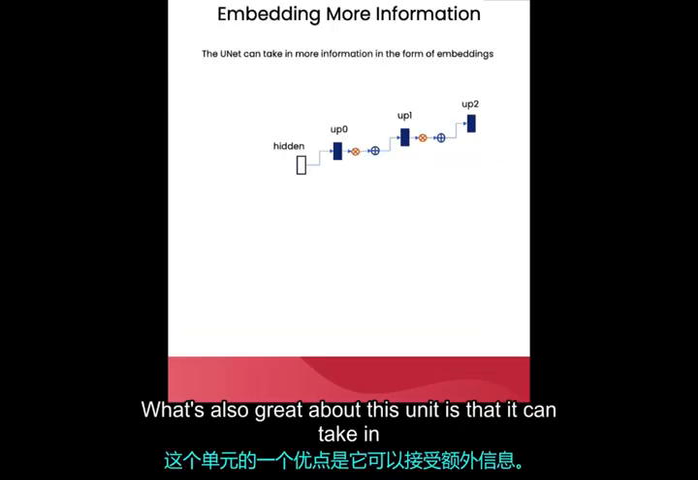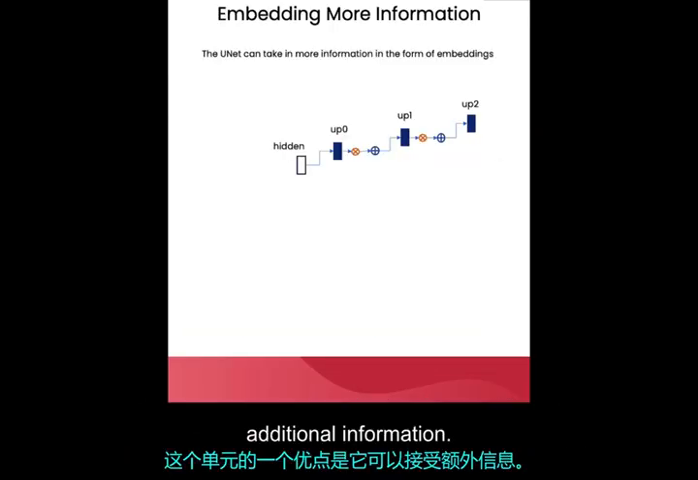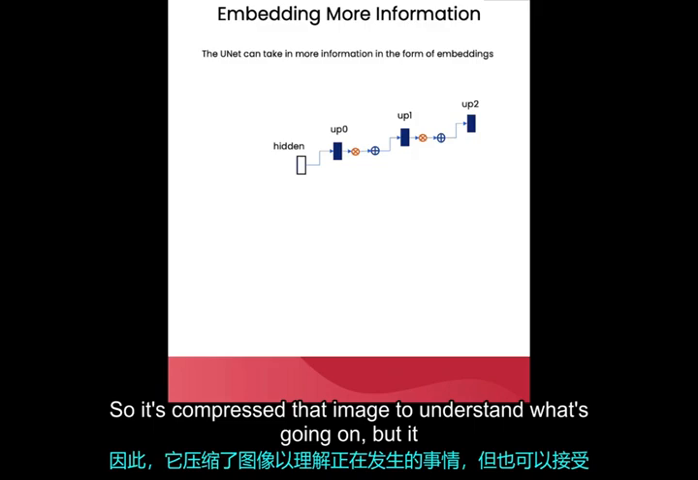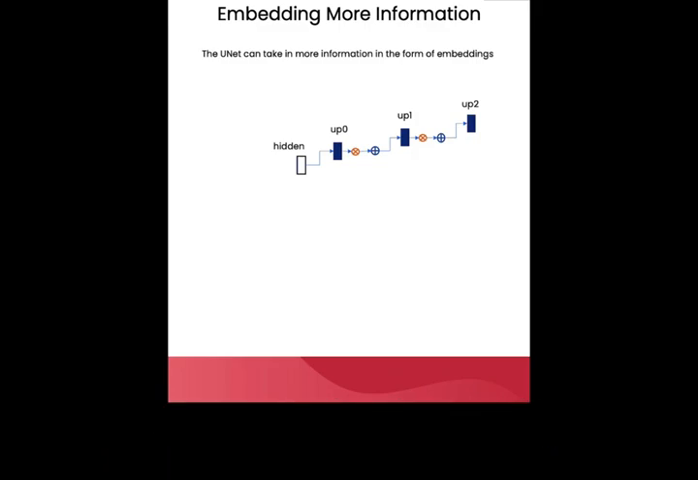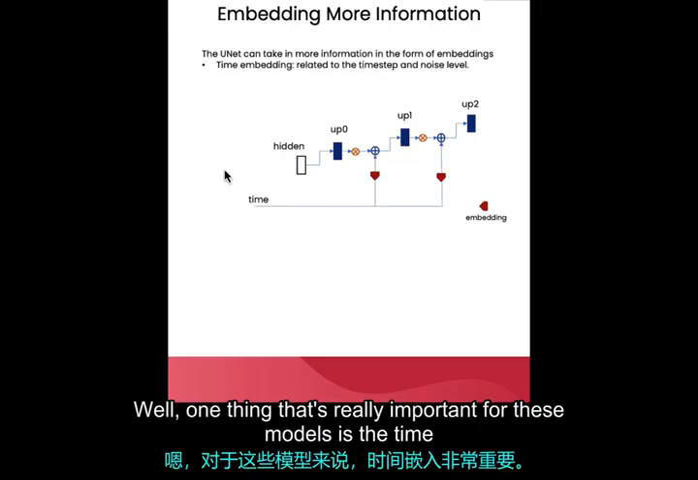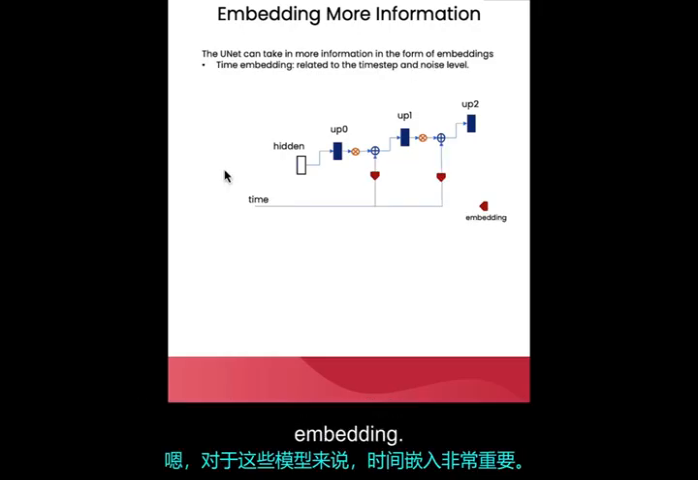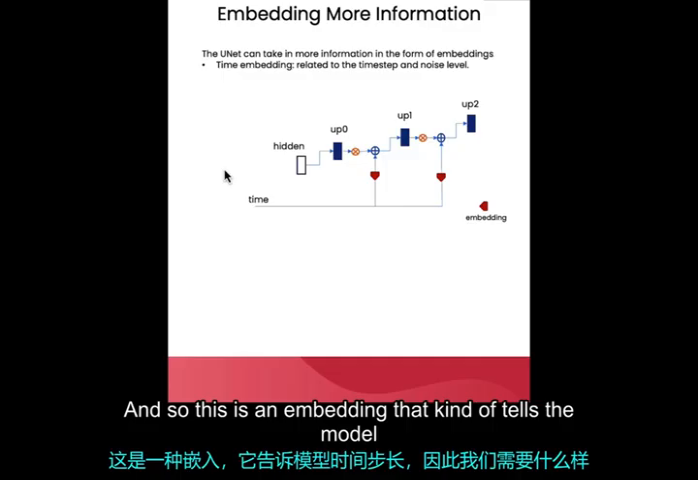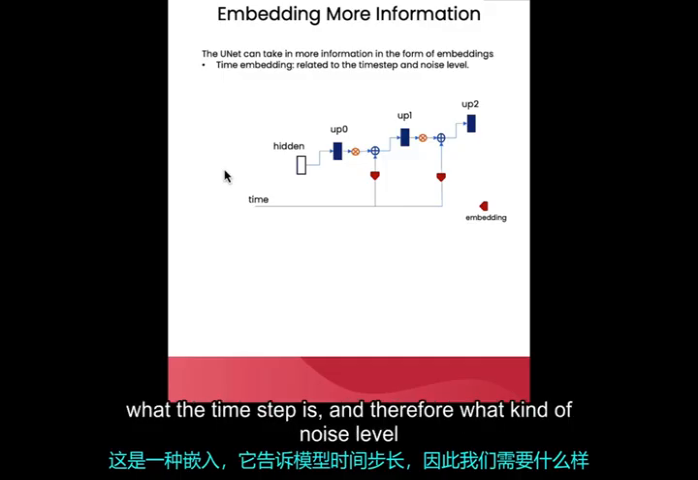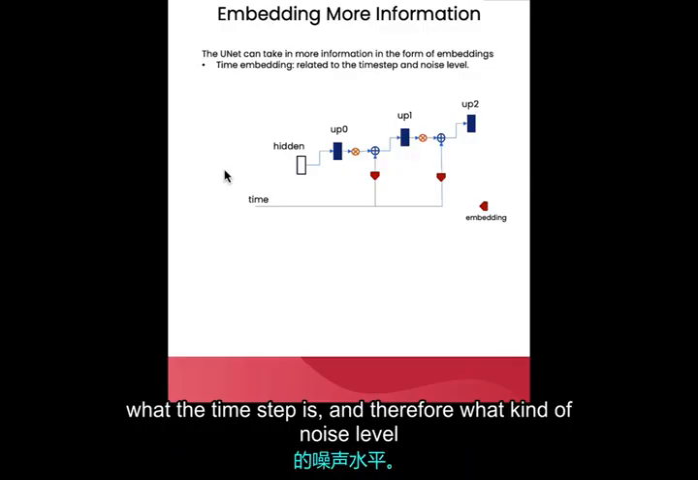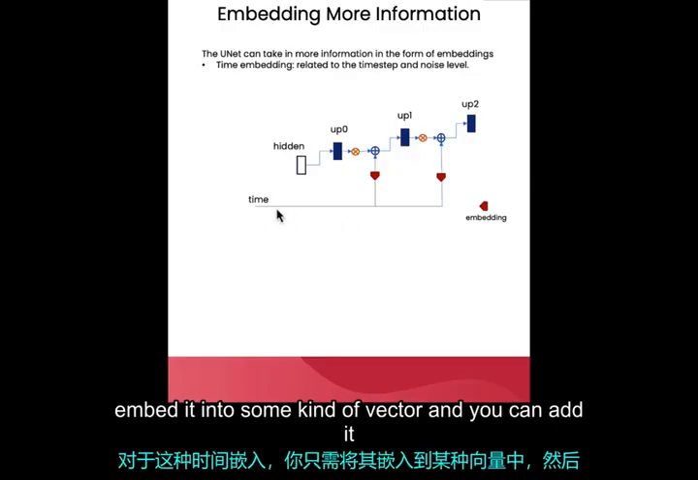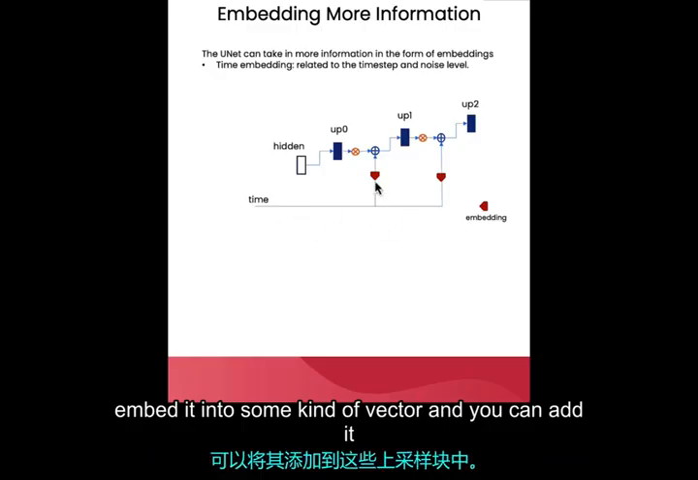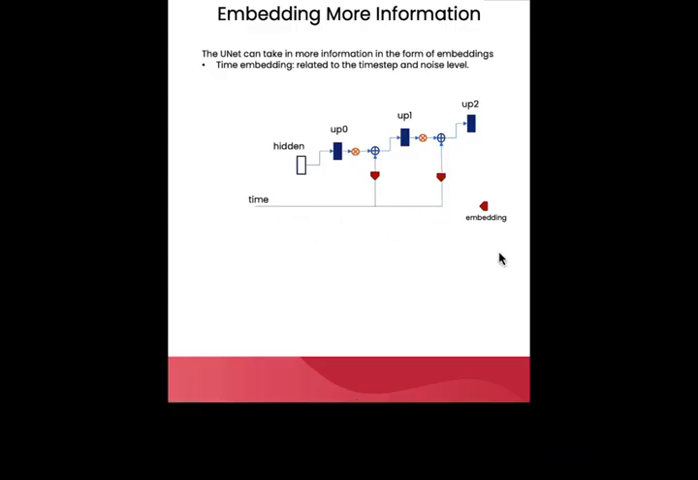What's also great about this U-Net is that it can take in additional information. It's compressed that image to understand what's going on, but it can also take in more information. So what information do we want to include? Well, one thing that's really important for these models is the time embedding. This is an embedding that tells the model what the time step is and therefore what kind of noise level we need. All you have to do for this time embedding is embed it into some kind of vector and add it into these upsampling blocks.